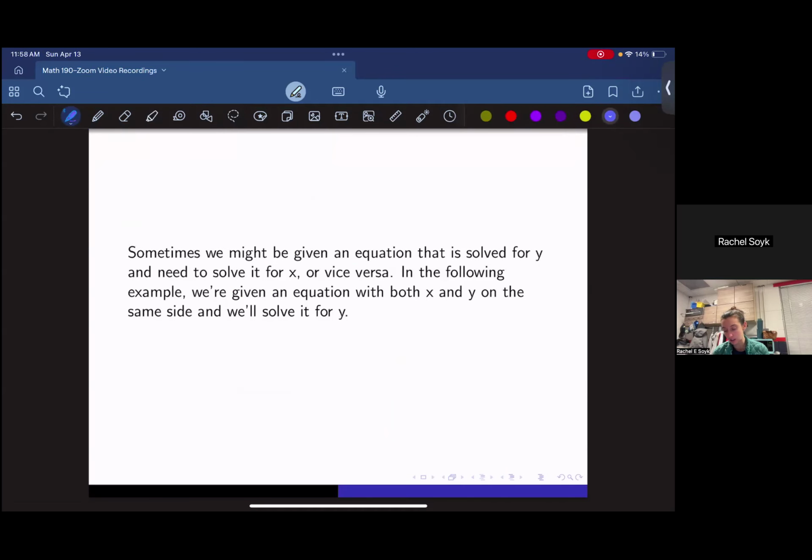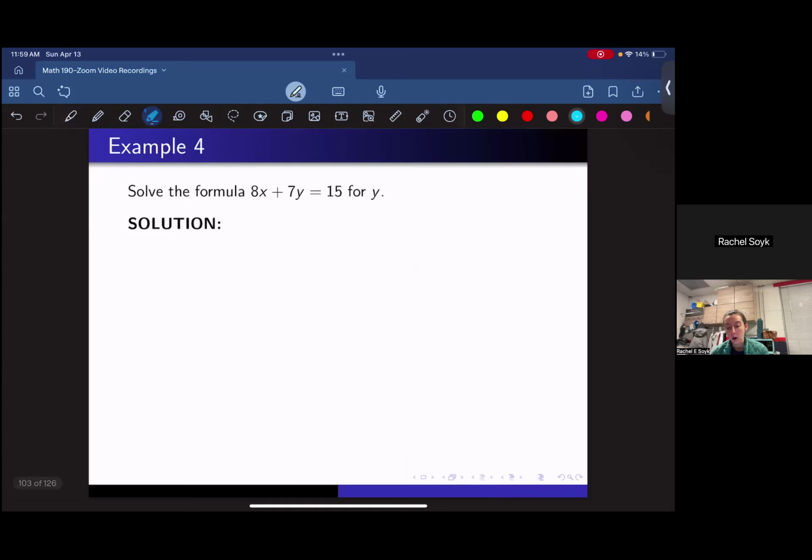Another little notes section. So sometimes we might be given equations that are solved for y and we need to solve it for x, or it's solved for x and we need to solve it for y. So in this next example, we're given an equation that has both x and y, and we're asked to solve it for y, aka we are isolating that y variable, putting y all by itself on one side of the equal sign. So we're given 8x plus 7y is equal to 15.